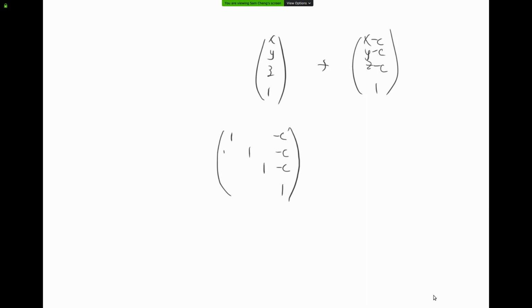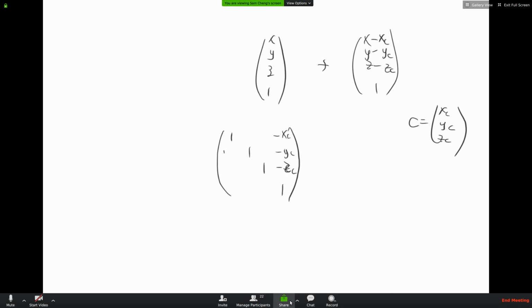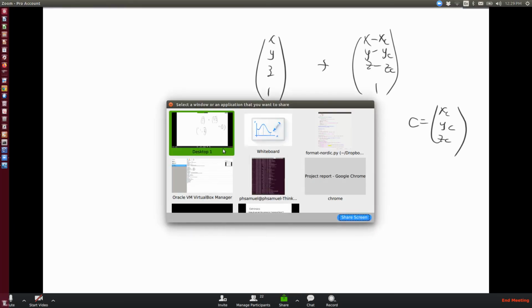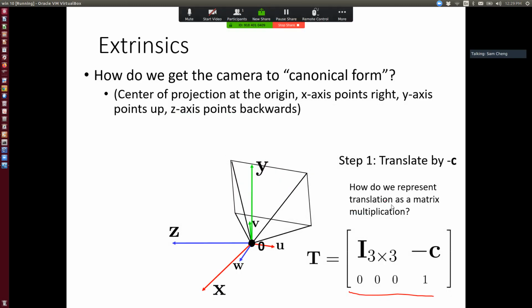Okay, I'm so sorry about that. This doesn't make any sense at all. What I want to say is, let's say the location of the origin C is xc, yc, zc here. Therefore the translation matrix is just like that, right?